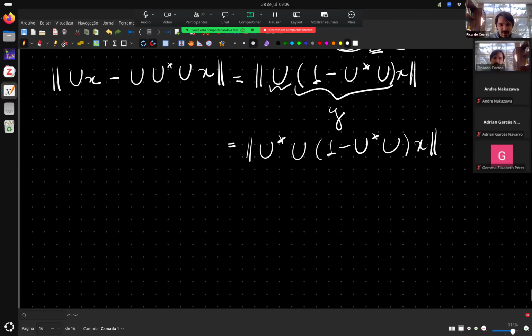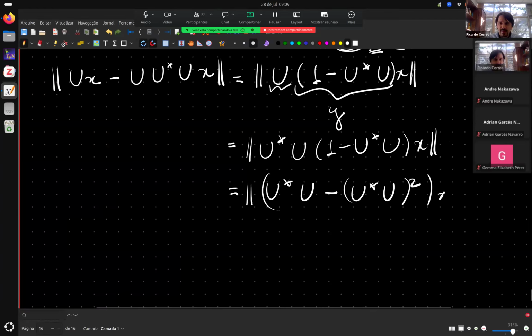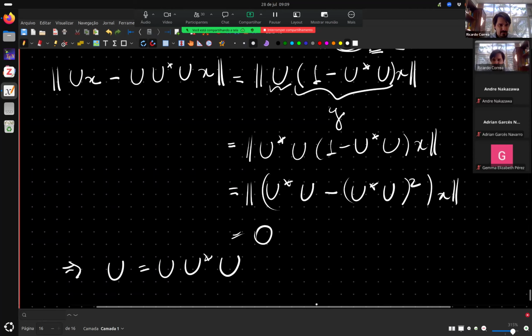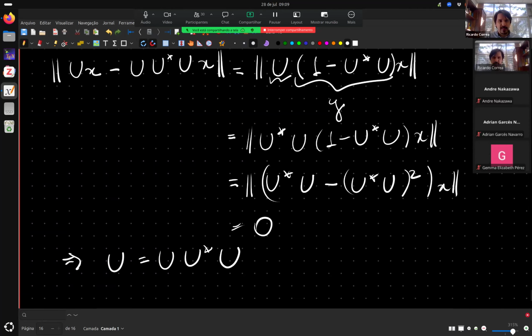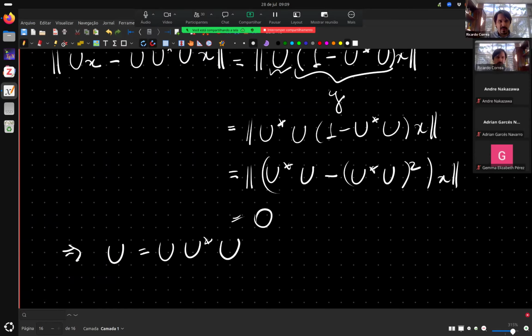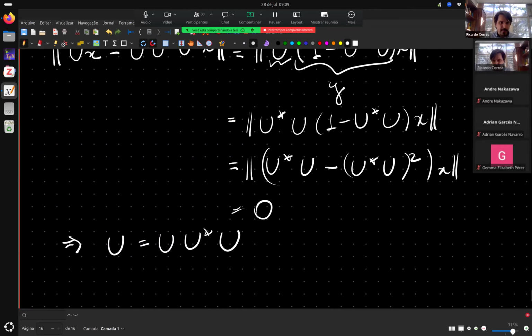Okay, but now I hope you all see what happened. So you have that U star U minus, and here you have U star U square applied to X. But this thing here is exactly, well, because U star U is a projection, this is the zero operator, so this is zero. So that implies that U is equal to U star U. Okay, so that's a consequence of U being a partial isometry.